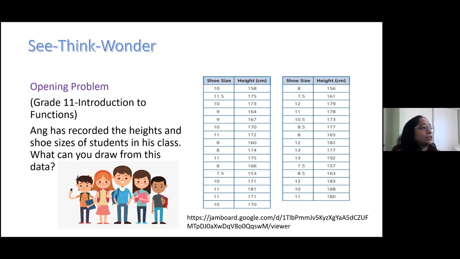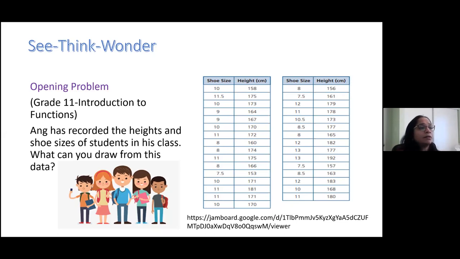So here is a question. Angus recorded the heights and shoe sizes of students in his class. What can you draw from this data? So what do you see? What do you think? What do you wonder? Perhaps you can just ask children to write down what they see from this data, what they are thinking, what they are wondering. I would have started a Jamboard and got you to interactively post your answers there, but in the interest of time, we will skip that.